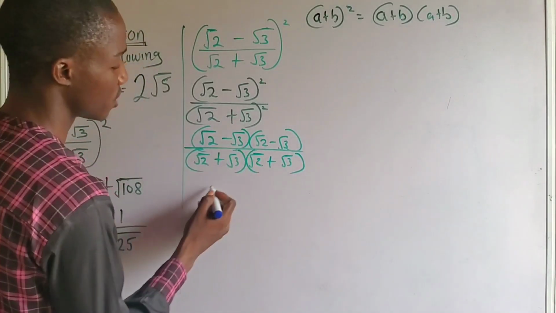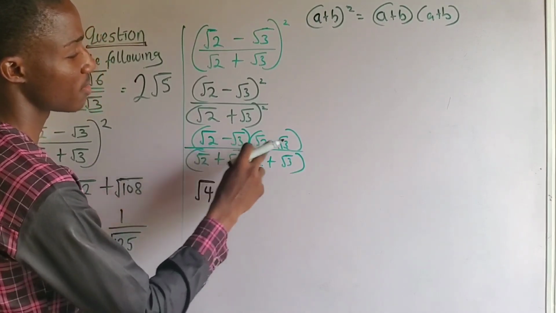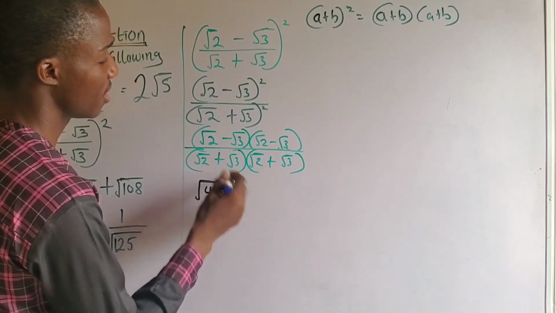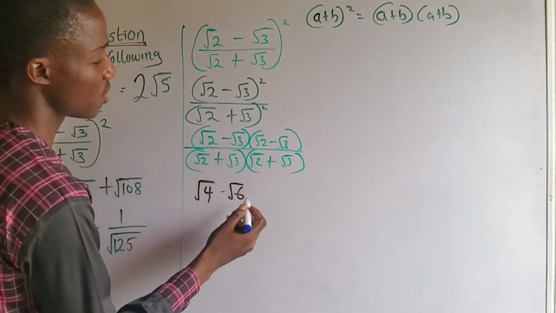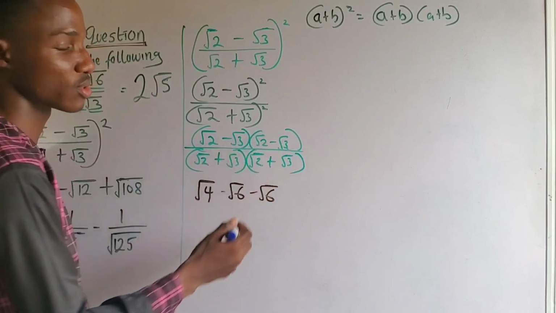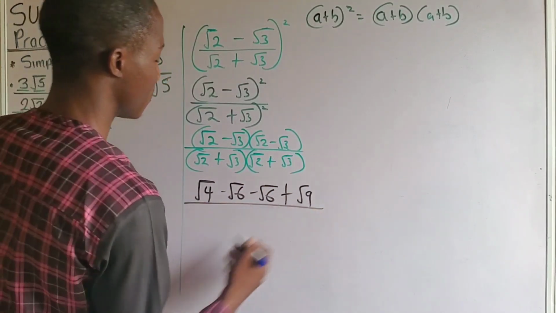Now let us proceed. Root 2 times root 2, that is what? The root of 4. Root 2 times minus root 3, that is what? Minus root 6, okay? Minus root 3 times root 2, that is what? Minus root 6 as well. Minus root 3 times minus root 3, that is what? Plus root 9, okay? All over.